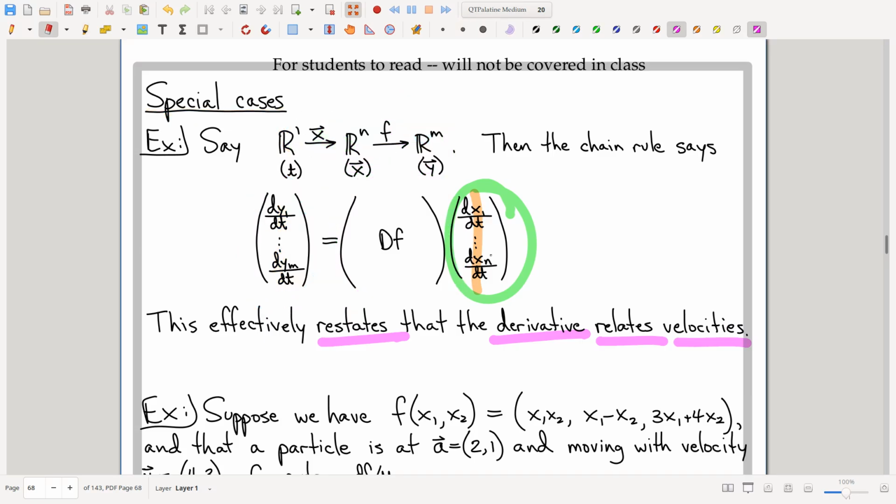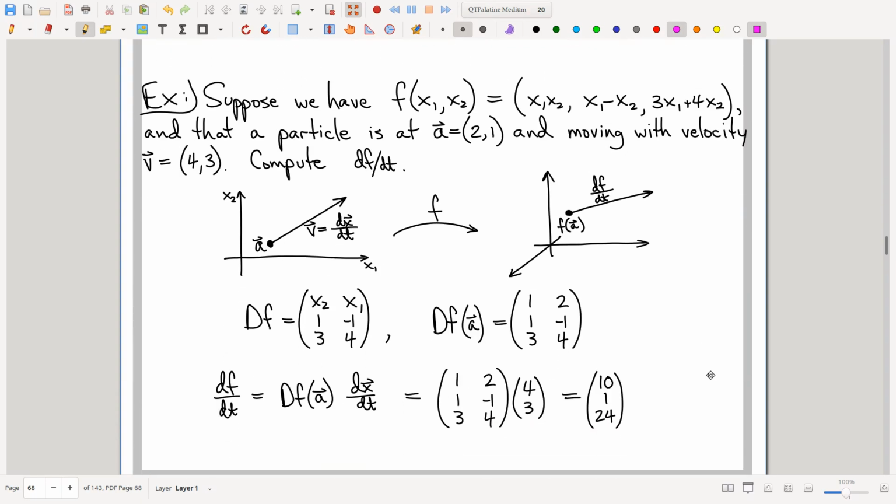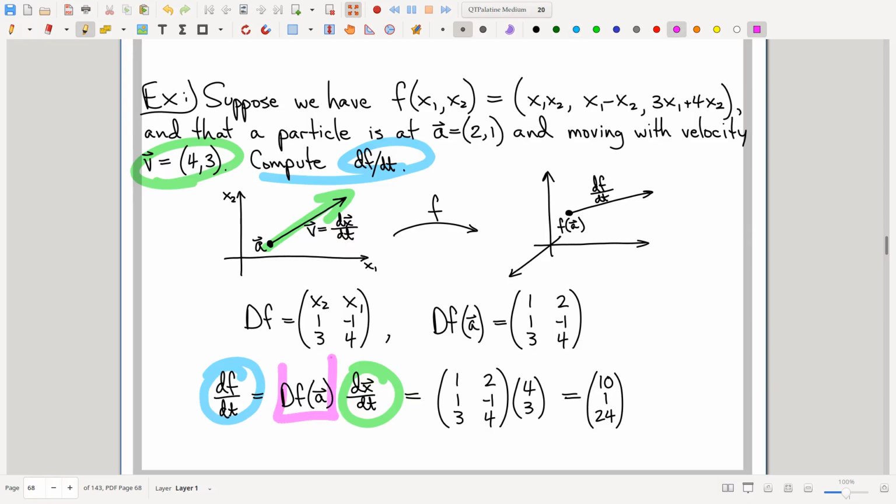Okay, so again, old news. This example is just another example of old news. We are given a scenario where we have an input velocity, and the question is to compute the resulting output velocity, and we do so by multiplying by the derivative of that function. The details are, I think, very readable for y'all.